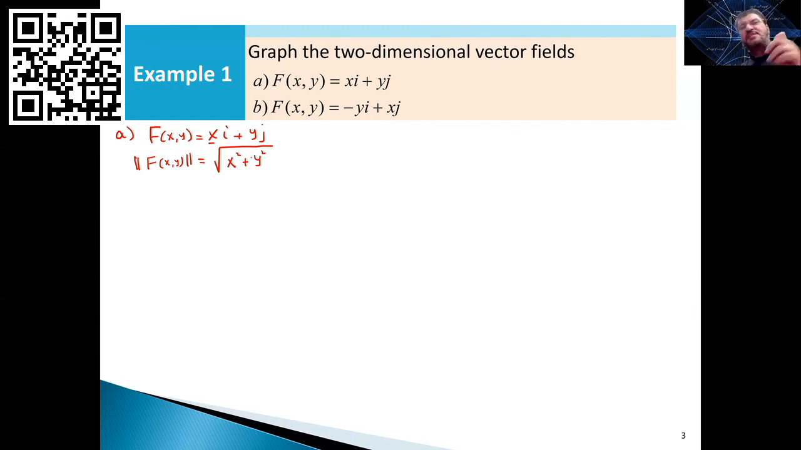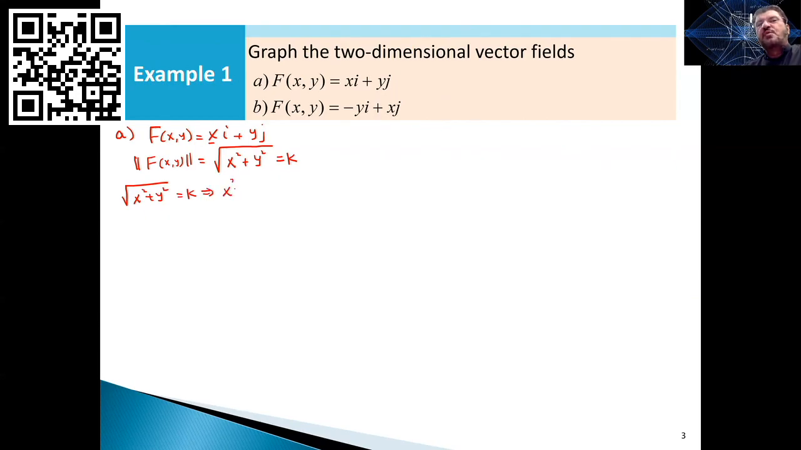Remember, a field is what? An infinite number of vectors. So I'm going to take the magnitude of every vector in the field. Let's suppose that this is equal to k, guys. So what do we have now? We have the square root of x squared plus y squared is equal to k. Square both sides, by the way.